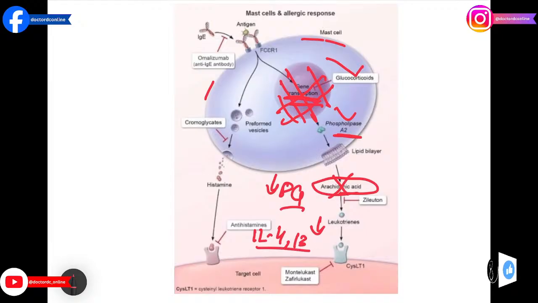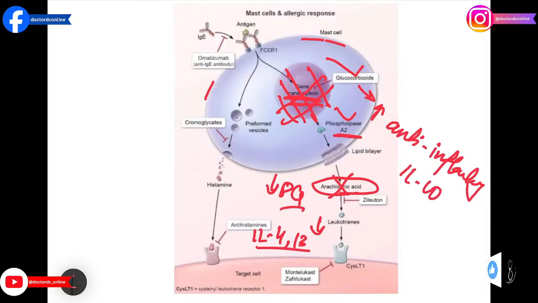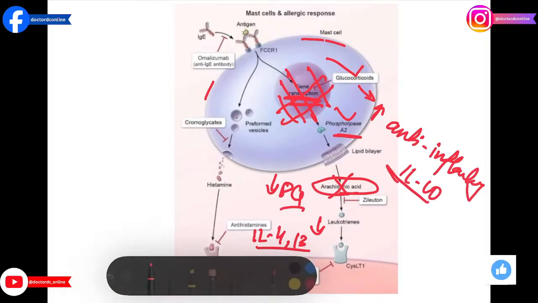And the corticosteroids also increase the production of anti-inflammatory substances like interleukin 10, etc. Okay.